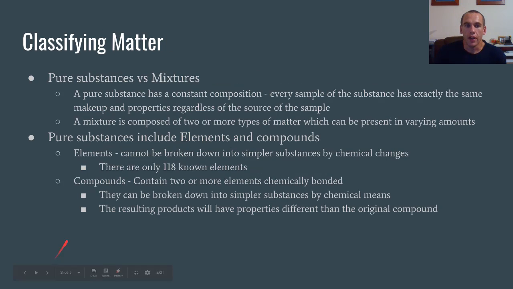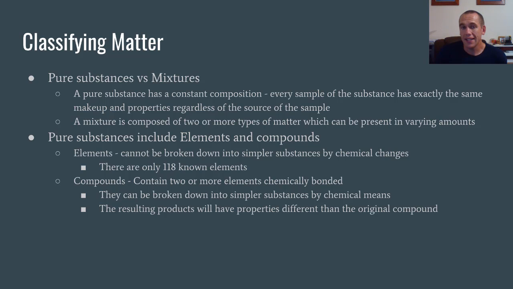Now, I mentioned compounds and elements. Both of those are pure substances. A pure substance has a constant composition. An element cannot be broken down into simpler things. A compound can be, but doing that changes the type of matter we have.